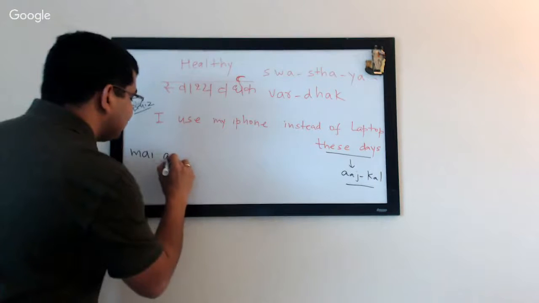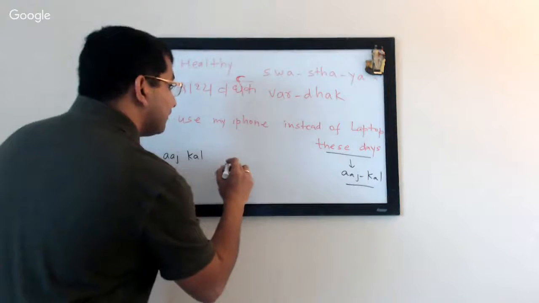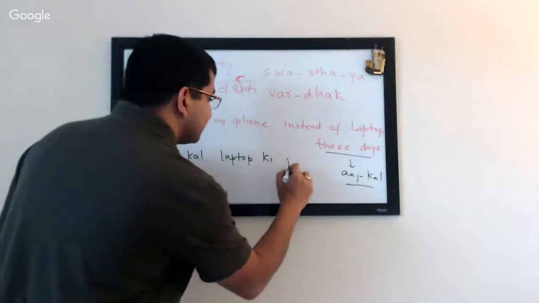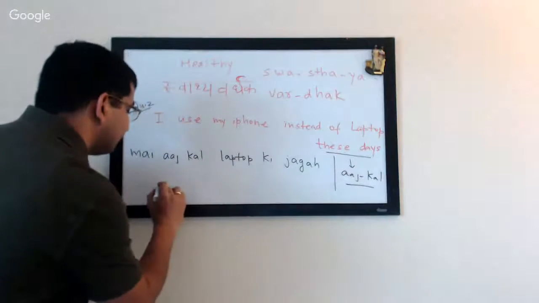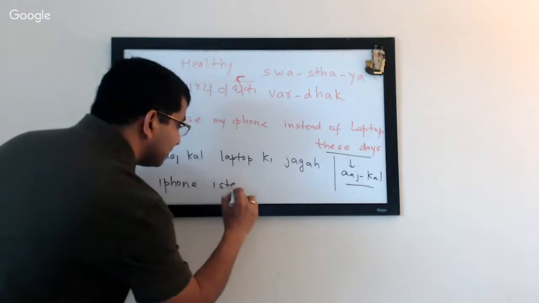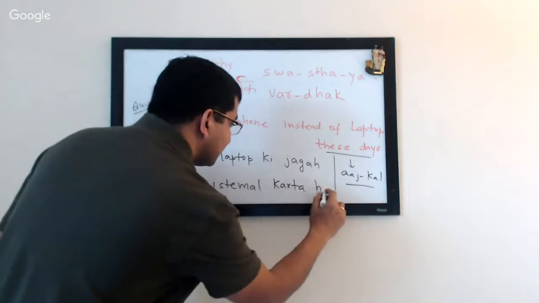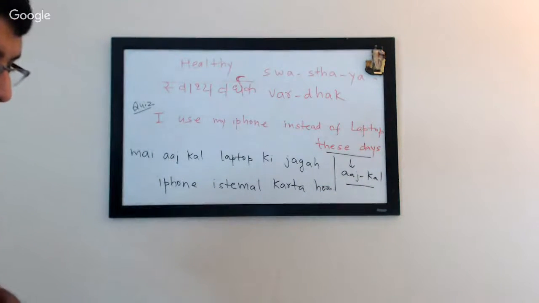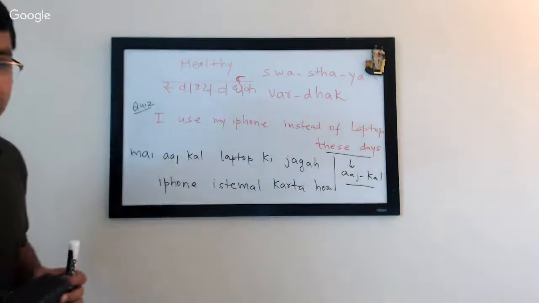So you can say मैं आजकल लैपटॉप की जगह, और की बजाय, लैपटॉप की जगह फोन इस्तेमाल करता हूँ और करती हूँ. So I hope this makes sense. I'll do one more and then we'll switch to the next compound postposition.